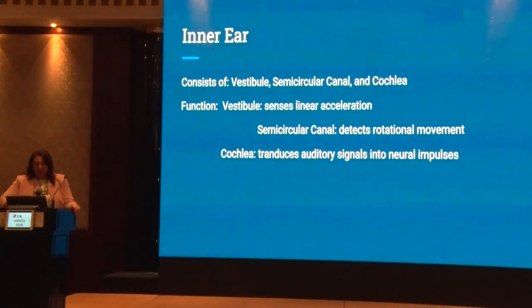The cochlea transduces auditory signals, which are received from the ossicles through the oval window. These auditory signals are transmitted by the auditory nerve to the brain, and the brain converts them into speech and language.